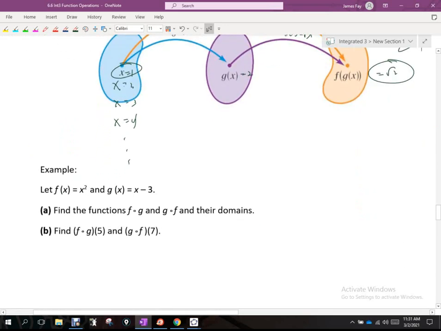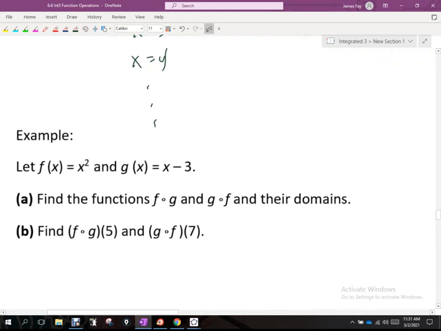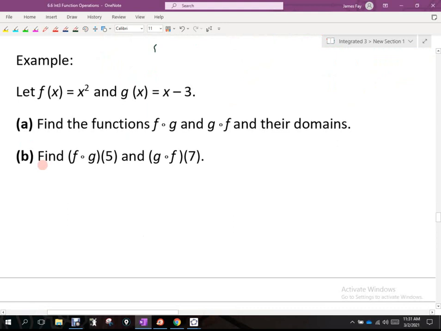So here's an example. It says let f of x be x squared and g of x be x minus 3. So find the functions f composed of g and g composed of f and their domains. We'll do that later. Let's do this one first. Let's do f composed of g composed of f. Take a minute, take a second, and write down, notation-wise, a different way to write that.